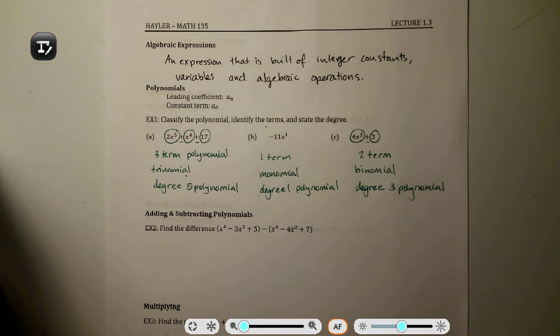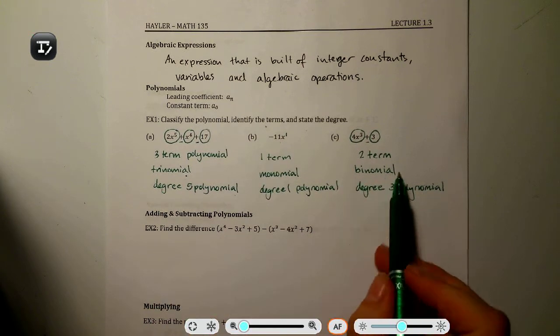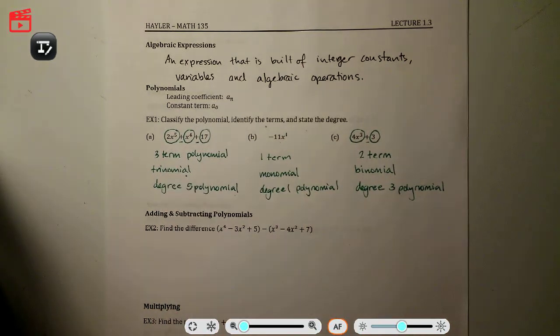All right, so you might wonder, what if we have 4 terms or more? Well, pretty much anything past 4 terms, we would just say a 4-term polynomial. They don't really have special names. It's these 3 that have the special names. So binomials, monomials, and trinomials, those get the special names.